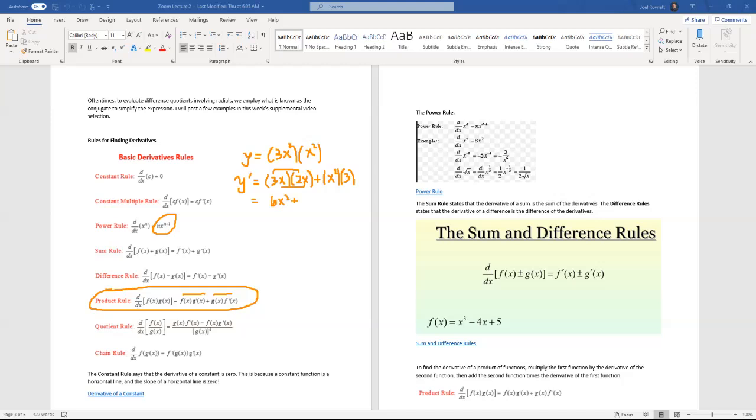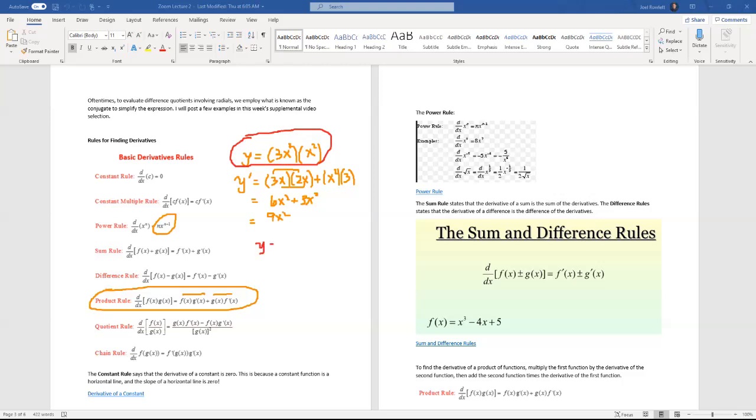Plus 3x squared, which is equal to 9x squared. Okay, so the derivative would be 9x squared. Let's do that using a much shorter method. Like I said before, if I were taking a test, I would not do the product rule in this case. So let's go back and look at this.